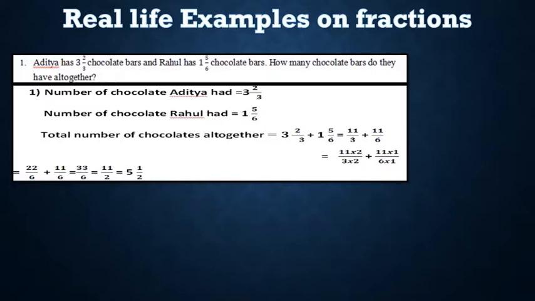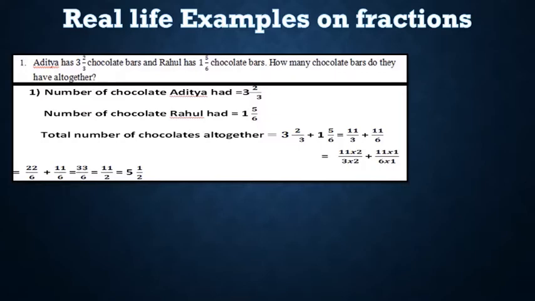The LCM of 3 and 6 is 6. So it will be 11 into 2 by 3 into 2 plus 11 into 1 by 6 into 1, which is equal to 22/6 plus 11/6, and which is equal to 33/6. Now we will have to simplify 33/6. So when you simplify it by 3, we will get 11/2.